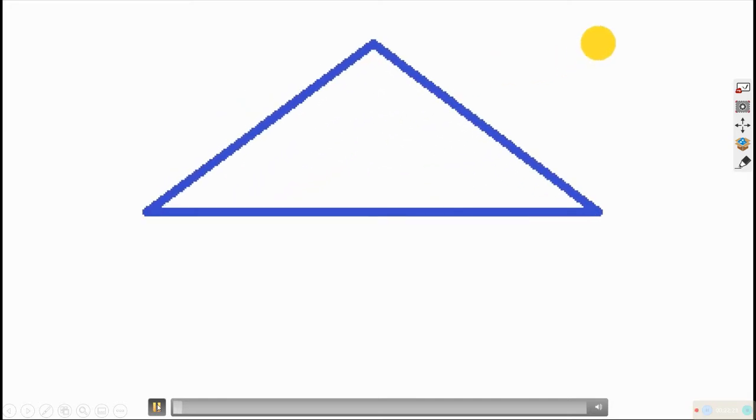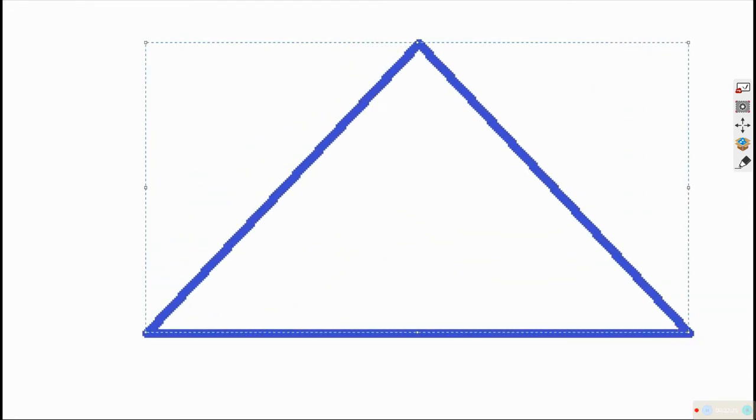Let me show you. Here is a triangle and I am going to mark the angles of this triangle.